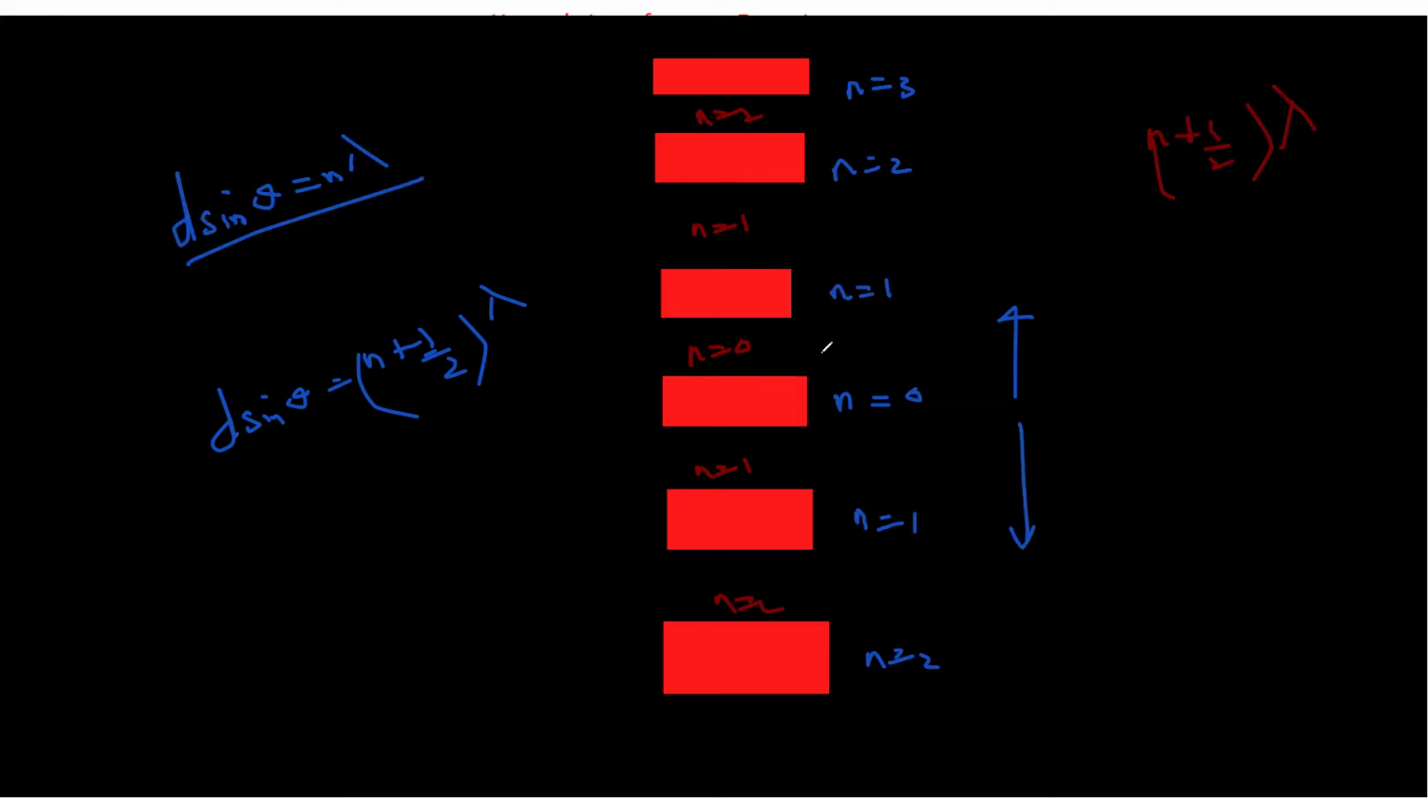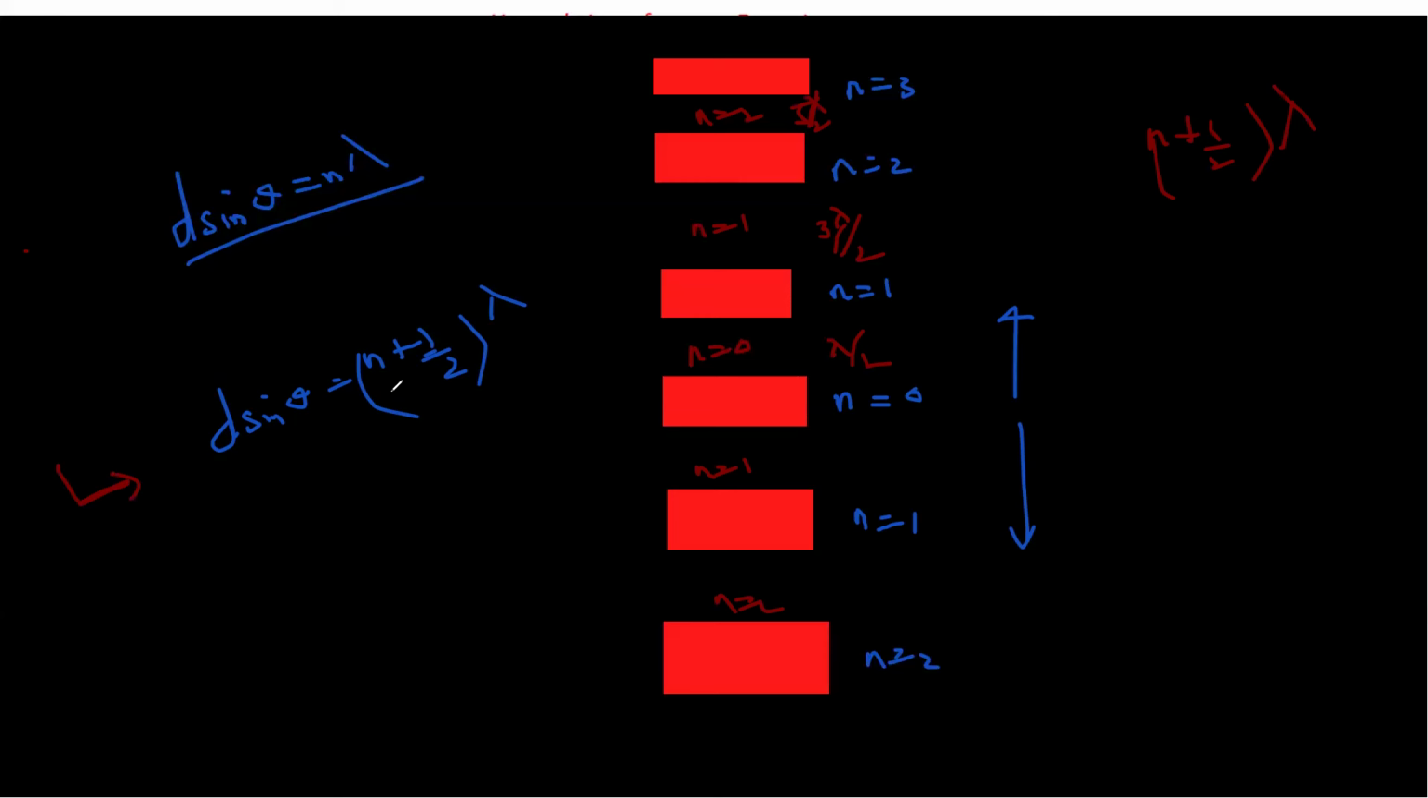So if it is (n plus half) lambda, n is zero, so zero plus half lambda, so the path difference will be lambda by two. Then 1 plus half lambda, the path difference will be 3 by 2 lambda. Then 2 plus half lambda, the path difference will be 5 by 2 lambda. Is it clear?